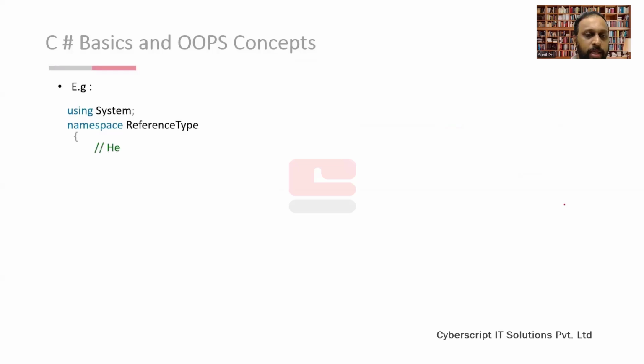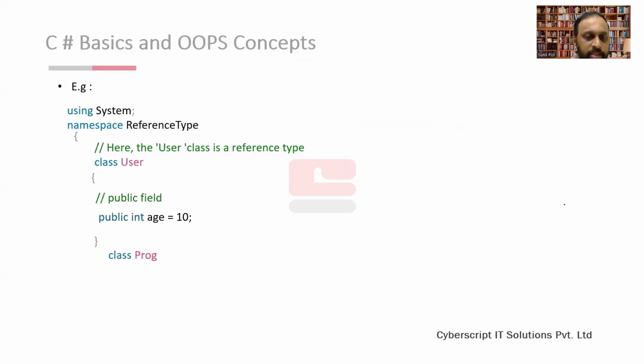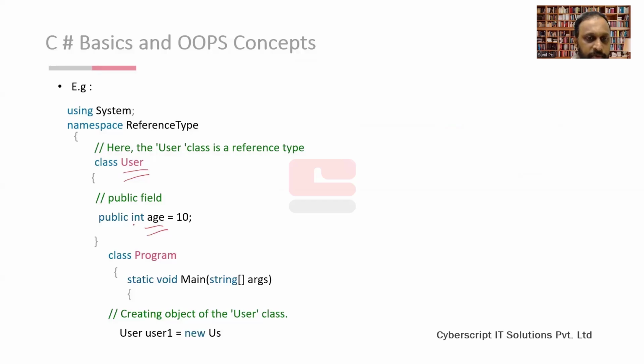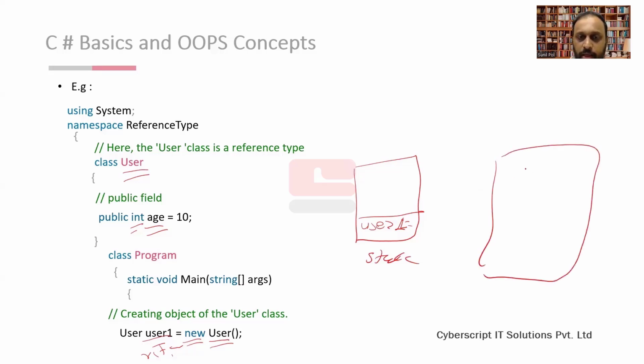So let's understand with the help of this program. Here, before the static void main method, we have declared one class of type User. User is a user-defined class which contains an age attribute of integer data type. In class Program, we have created the object of that User class with the help of the new keyword. So user1 is the reference variable which would be stored on the stack memory, and the actual object of the User class would be created on the heap memory.